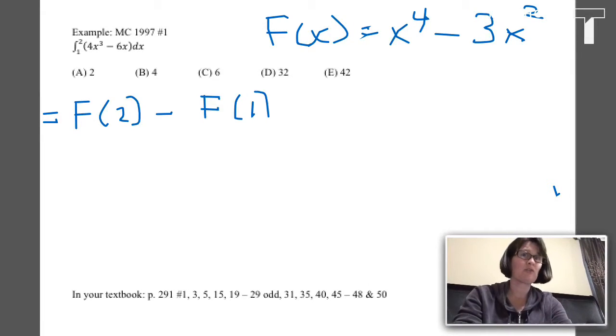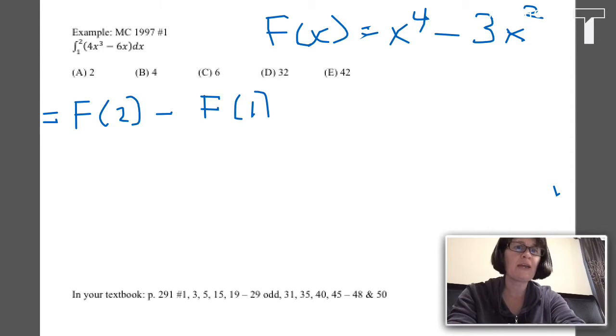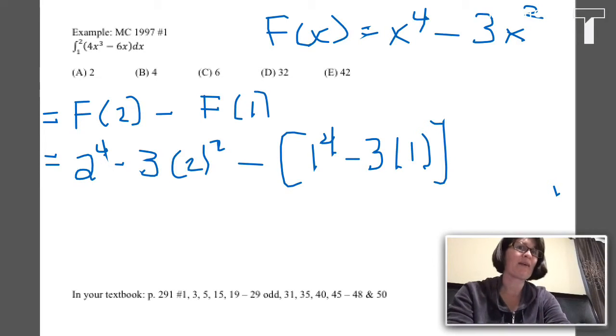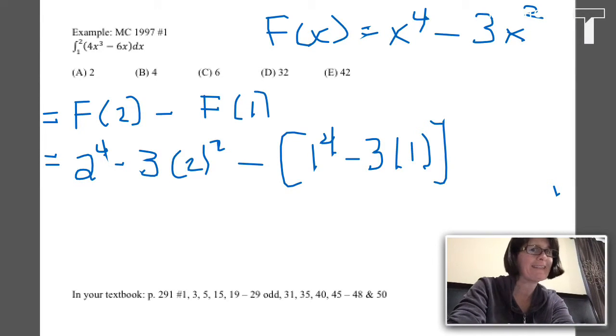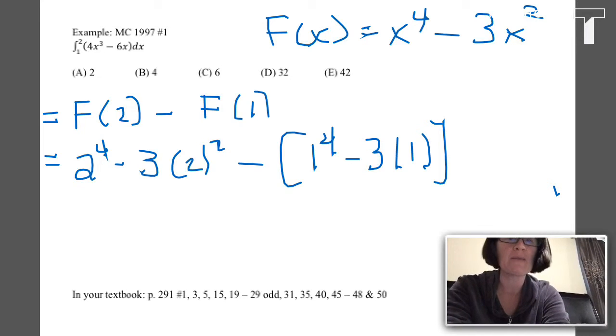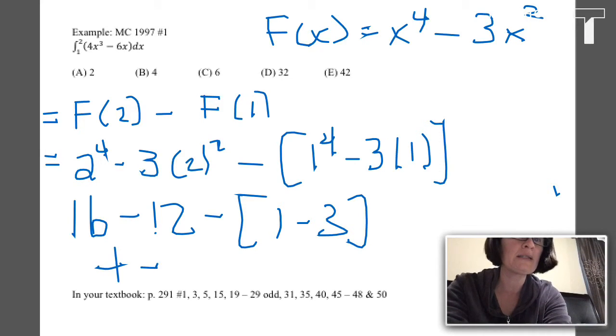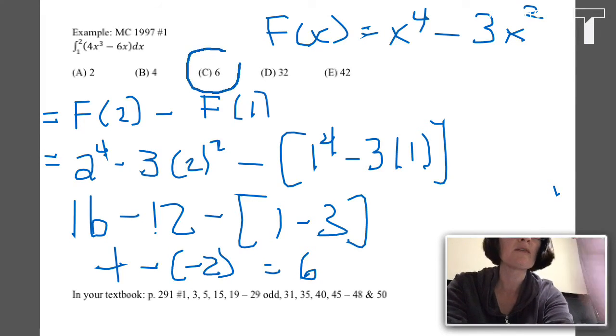So I could evaluate this integral by finding capital F of 2 and subtracting capital F of 1. So capital F of 2, and then subtracting what I get when I figure out capital F of 1. Most important idea, do not forget these parentheses or brackets. This subtraction has to get distributed, and they will catch you on that mistake every time you make it. So here we go. 2 to the 4th is 16 minus 3 times 4 is 12, minus, this is 1 minus 3. And I get 4 minus -2, which makes 6. Final answer is 6.